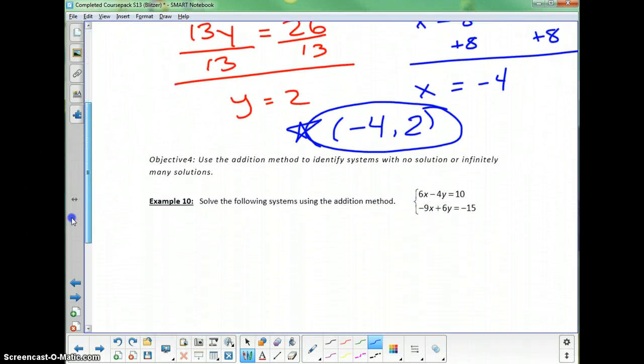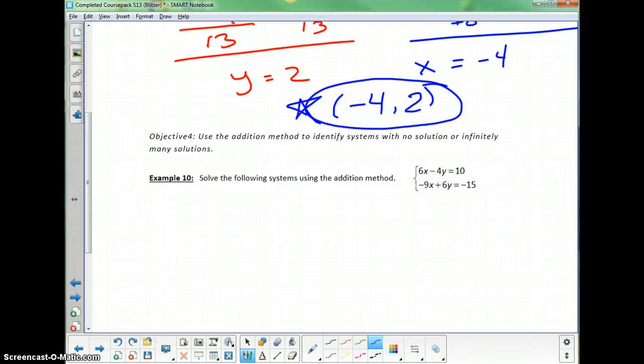In Objective 4, I'm going to identify a system that has no solution or infinitely many solutions. We've already seen an example in the last video about identifying one of those cases with the substitution method. Now we're going to look at one with the addition method.